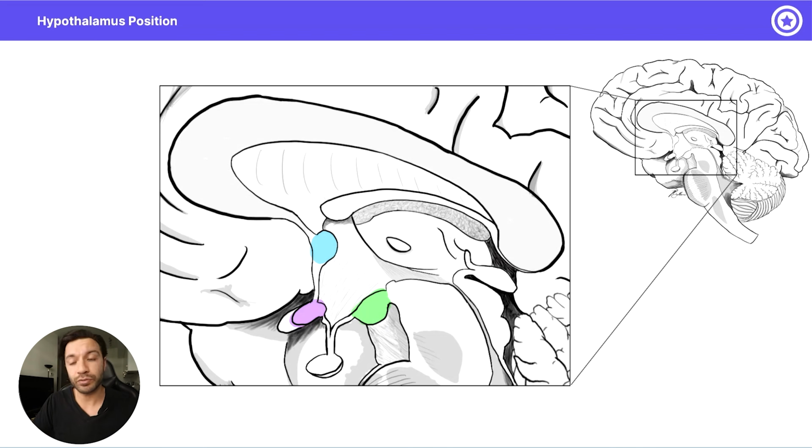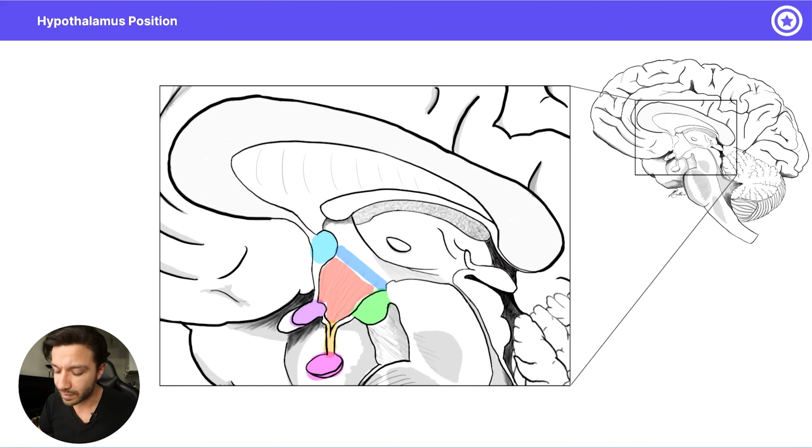Now, what is this boundary between the thalamus and the hypothalamus? Well, this is going to be the hypothalamic sulcus right here. And that forms our triangle, as you can see right there. So let's just color in the hypothalamus. And it's also worth mentioning two other structures, the infundibulum and the pituitary gland.